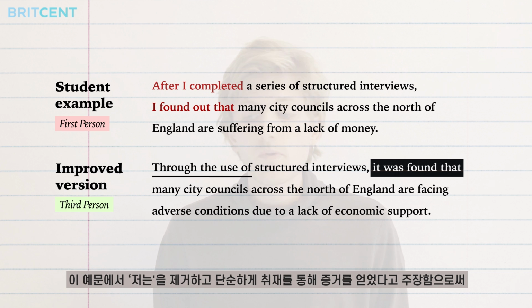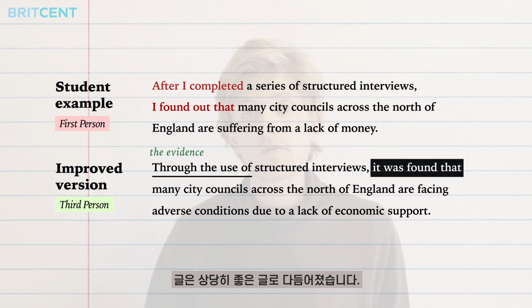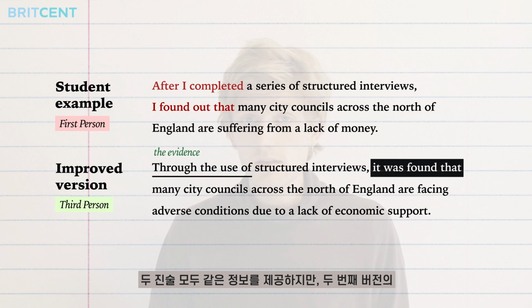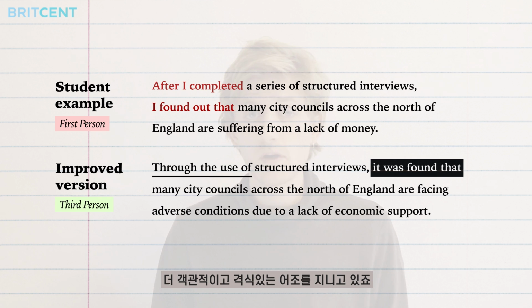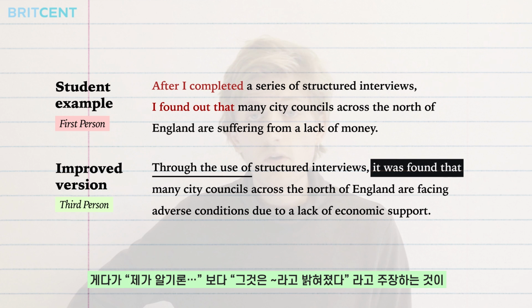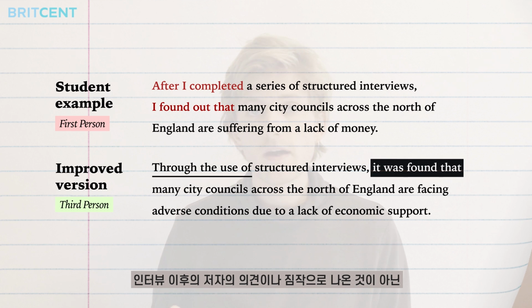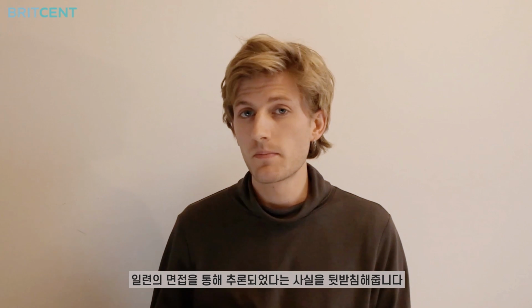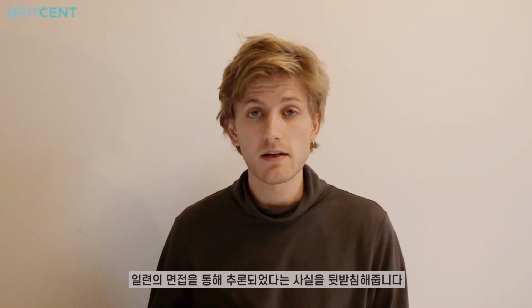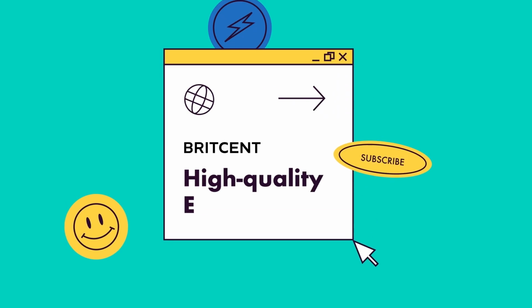So in this example, the writing benefits significantly from removing the I and simply stating that the evidence was reached through a series of structured interviews. Both statements offer exactly the same information, but the second version in third person maintains a much more objective and formal tone, which is what we're looking for in academic writing. Furthermore, by stating "it was found that" rather than saying "I found that," this enforces the fact that the evidence was deduced from a series of interviews rather than just given as the author's opinion or their assumption after taking an interview.